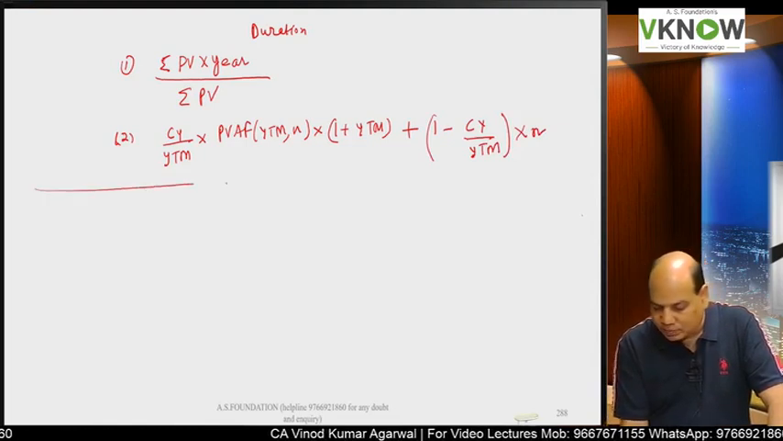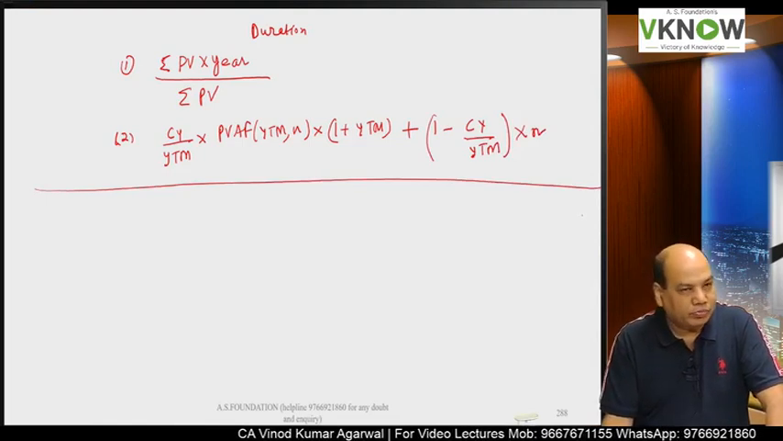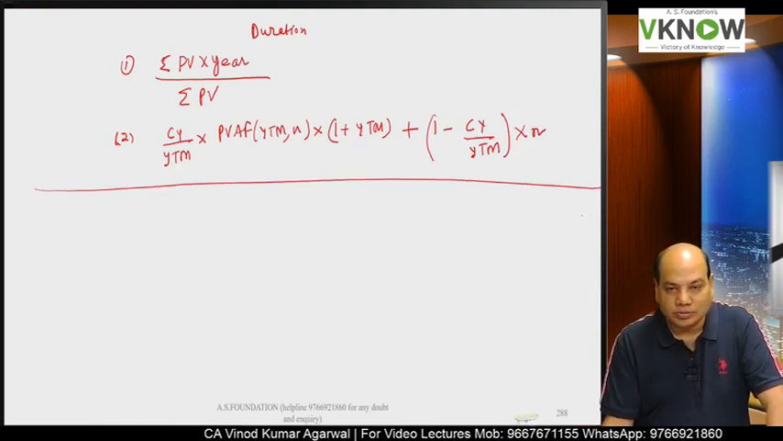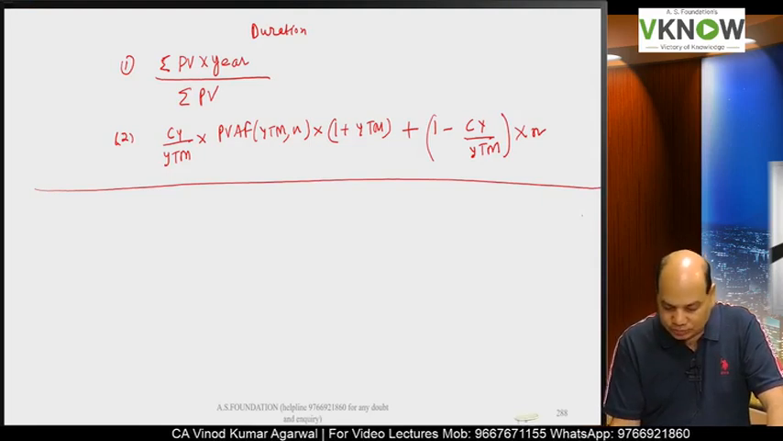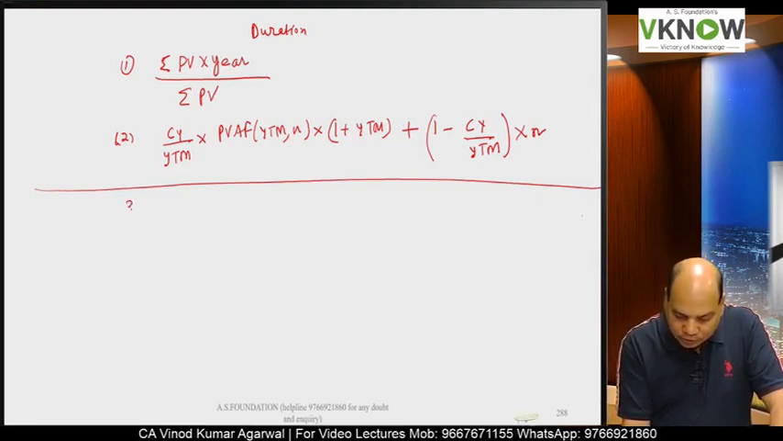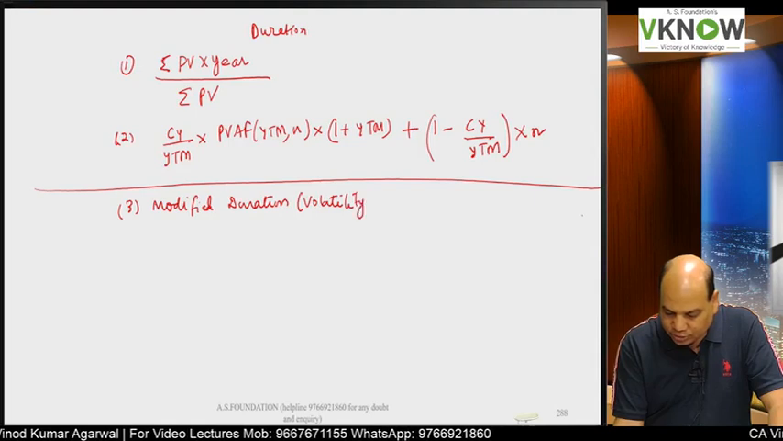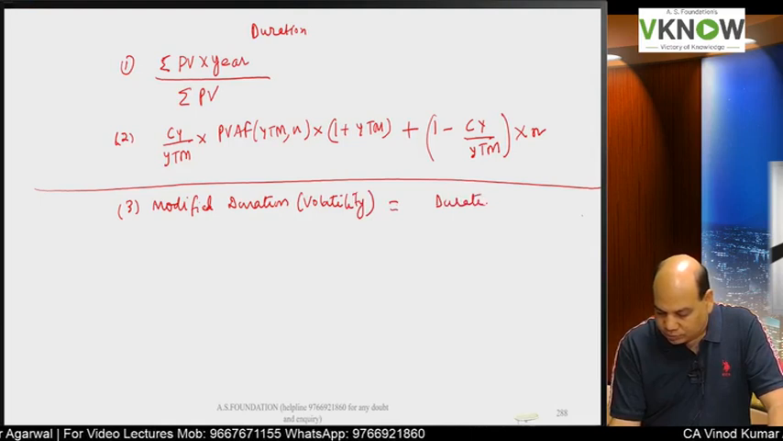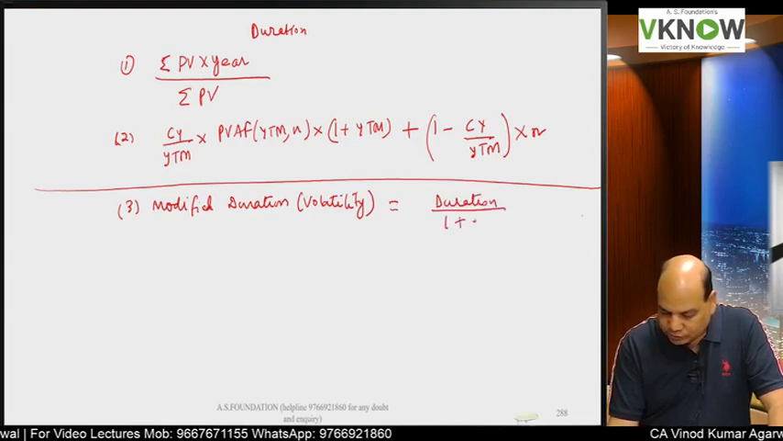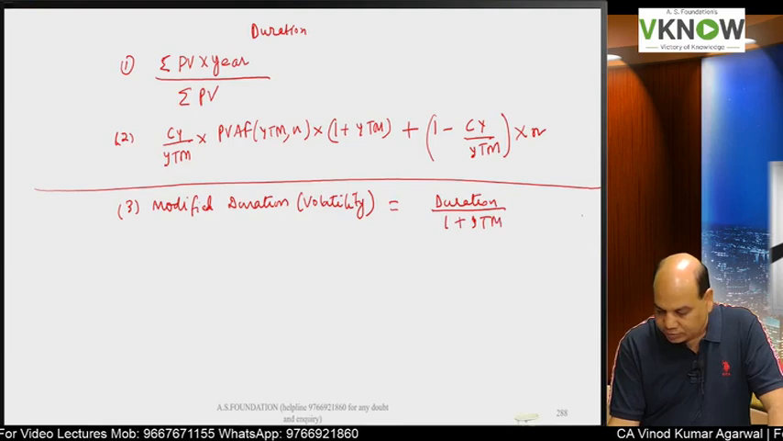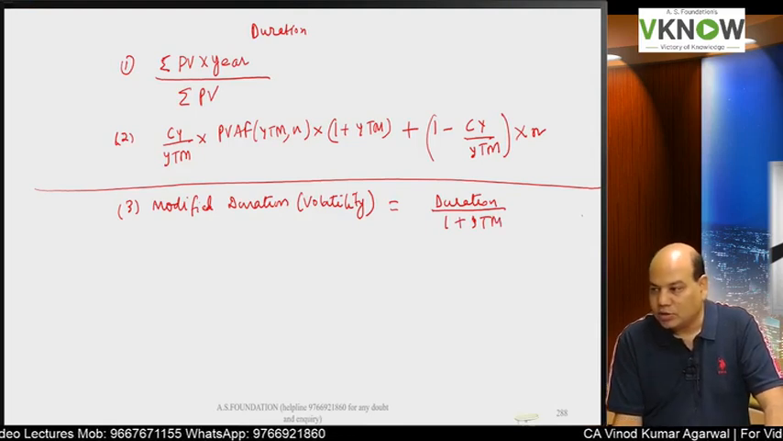And then we had seen some properties of duration also. Duration of a zero coupon bond is equal to its maturity. Then we have seen the formula of modified duration. Modified duration is for calculating the volatility. You can also write all formulae at one place. It will be duration upon 1 plus YTM.